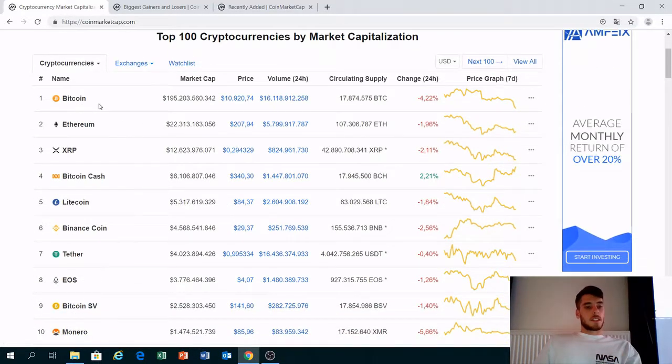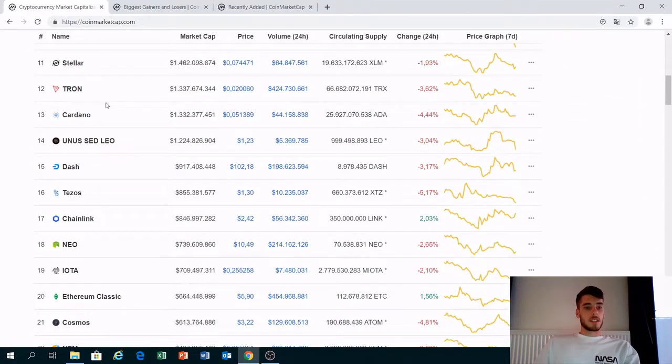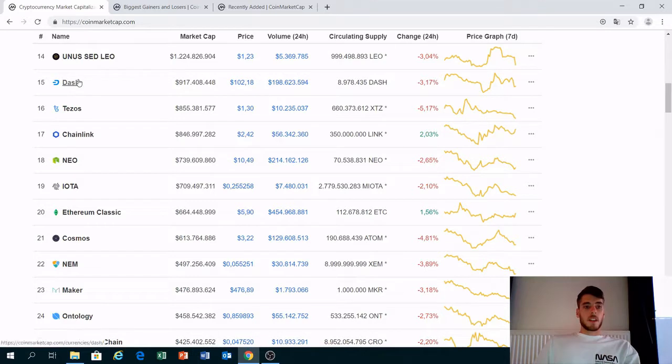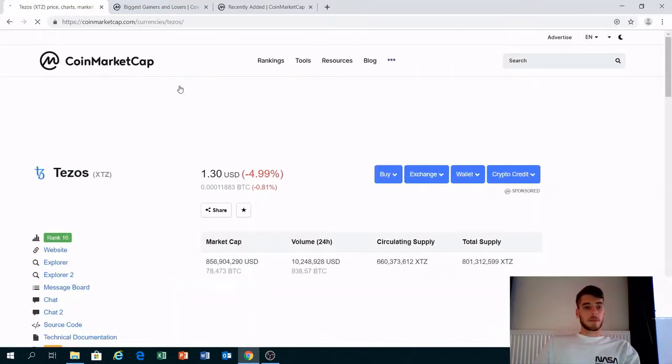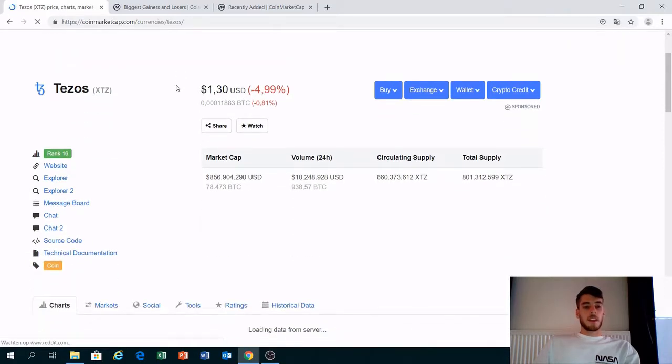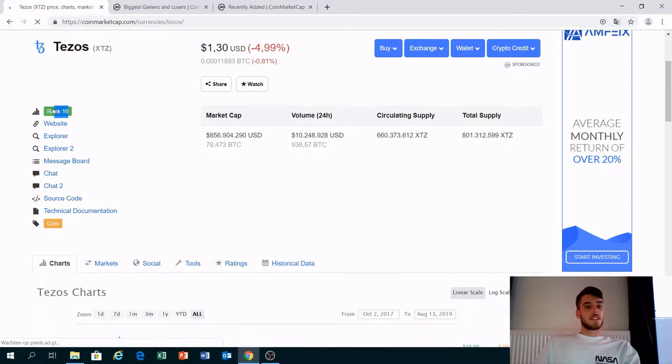Okay, now let's just click on a coin so you can see. Let's just take a random one. Let's take Tezos, for example. Now we clicked on the coin. You can see here on the left the rank of the coin by market cap. It's ranked at number 16. It has the 16th highest market cap of the whole crypto market caps.